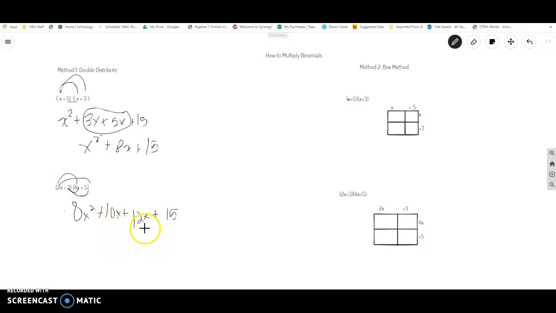Remember, we want to reduce to the simplest terms, so we're going to have to combine these two terms in the middle. So that's going to give us an 8x squared plus 22x plus 15.